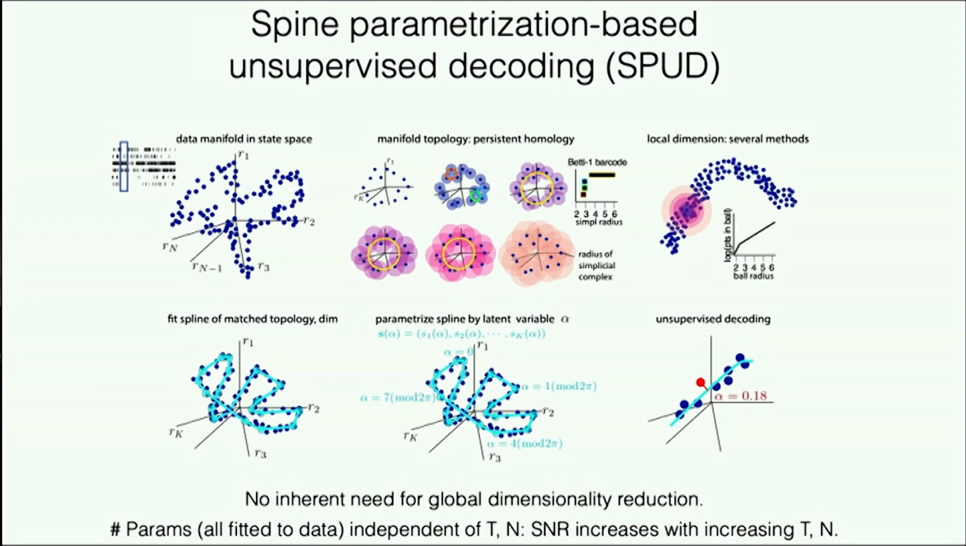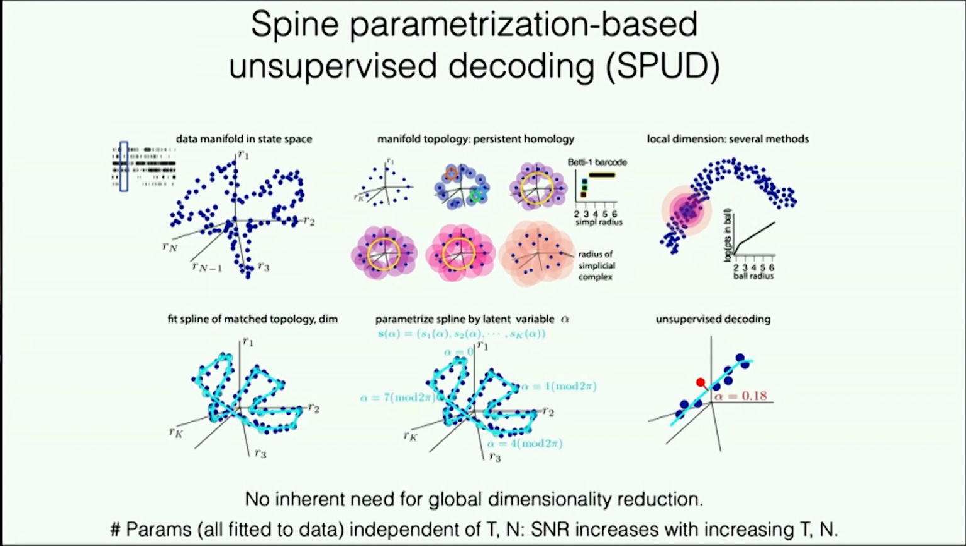And then you can also use local dimensionality estimation methods like correlation dimension to estimate the local dimension locally on the manifold. Okay, so now given some estimate of the topology and the dimension of the manifold, we can fit meshes or splines, in this case in the 1D case, to the manifold. And now we can parametrize the spline with parameters of matching dimension and topology. Right, so in the case of a 1D circular variable, it would be a parameterization with a one-dimensional circular variable alpha. Okay, so now we get a latent variable that we've extracted from the data set.